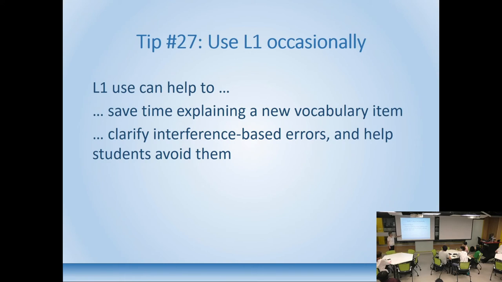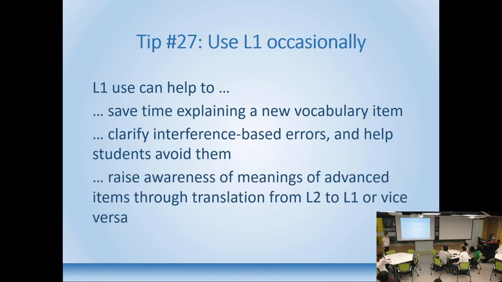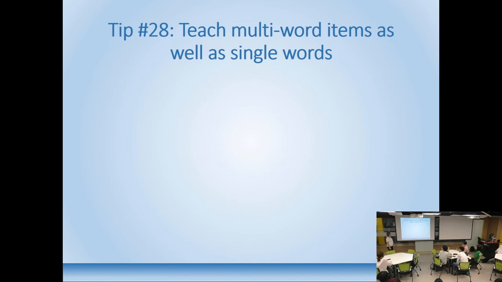To clarify interference-based errors, you're making this mistake because this is what it is in Cantonese. That's why you're making the mistake. Understanding why they're making the mistake can help them avoid it. And raising awareness through translation, which you may or may not find useful.